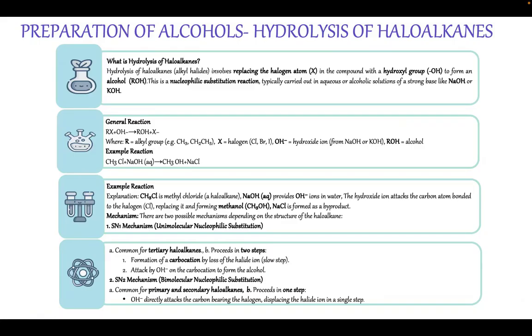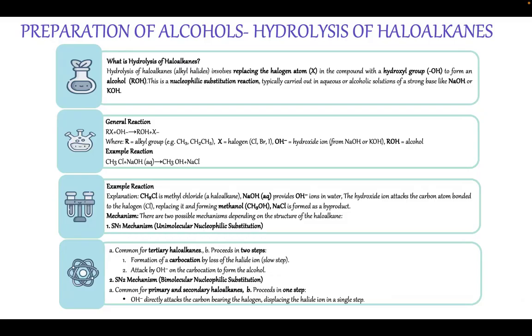Typically, it is carried out in aqueous or alcoholic solution of a strong base like NaOH or KOH. For the general reaction, we have RX plus OH- to produce ROH plus X-, where R refers to an alkyl group, for example CH3CH2CH3, and X refers to the halogen, either chlorine, bromine or iodine. OH- refers to the hydroxide ion, for example from NaOH or KOH, and ROH refers to alcohol.